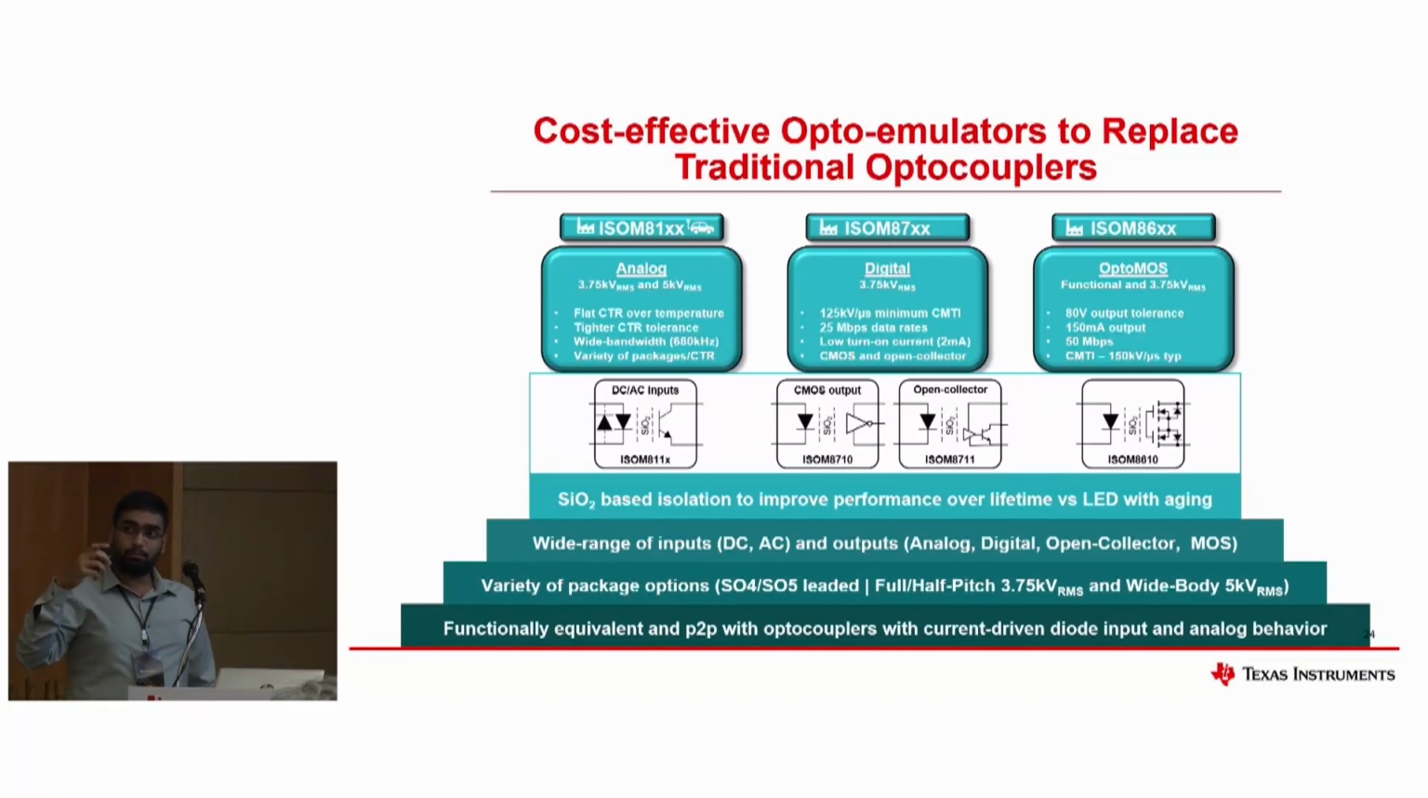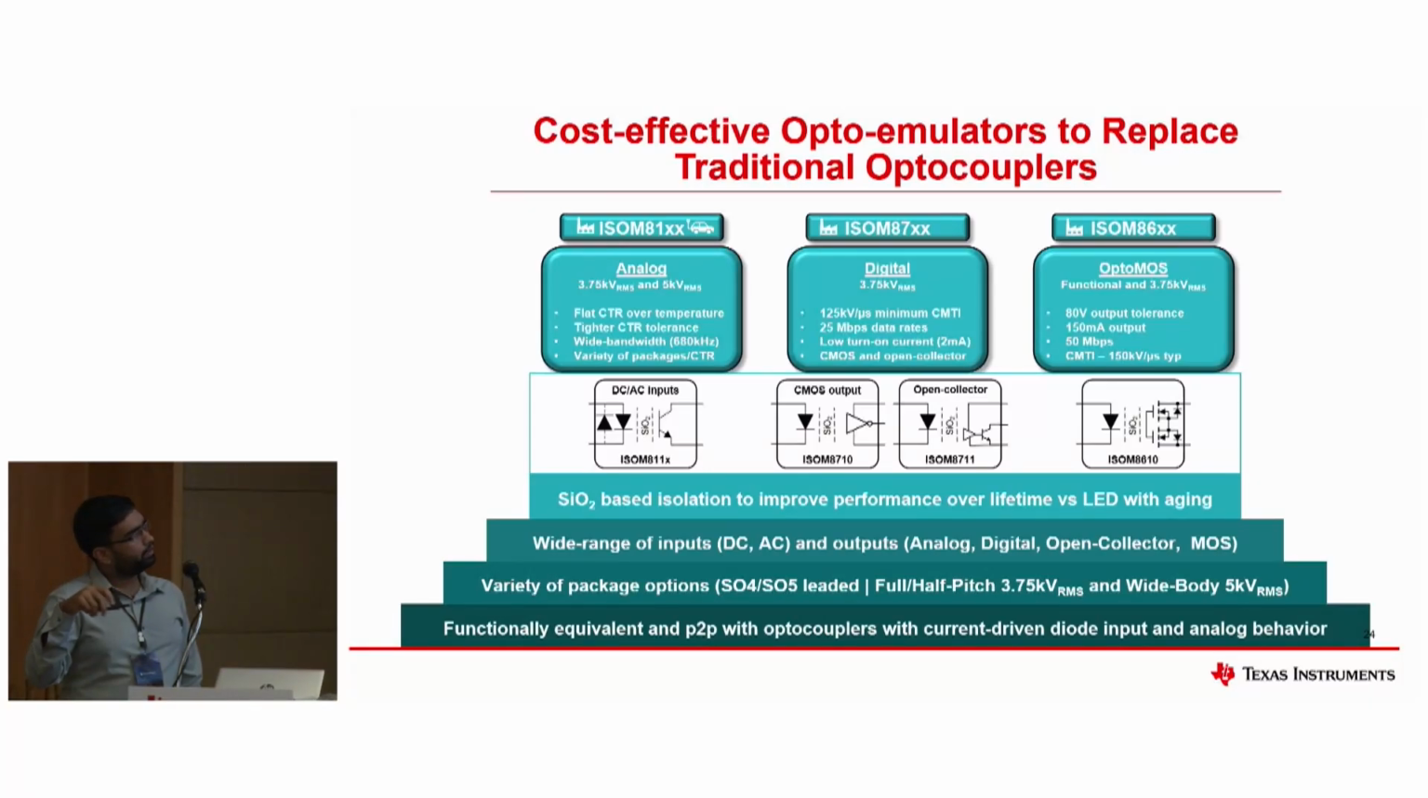Due to that, customers had to design with a higher input forward bias current, which increases the total power consumption of the system. Typically 8 milliamps, 9 milliamps is what optocouplers are designed for over a longer lifetime, whereas this is not the case with TI's opto emulators. If we guarantee a minimum current of 2 milliamps, it's for lifetime. You can operate that device at 2 milliamps for lifetime.